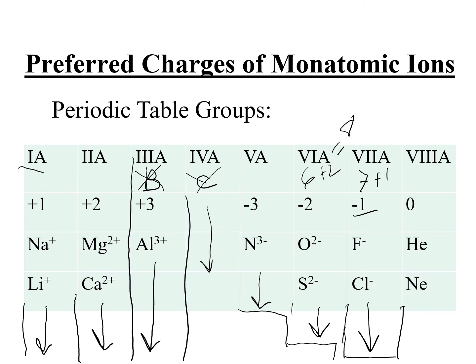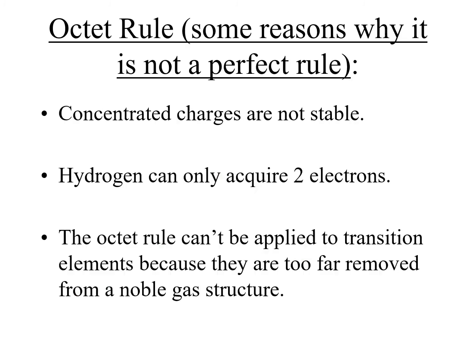And then column 8 is our noble gases. That one as well would go all the way to the bottom. And our noble gases, we said they don't form a charge because they're stable with 8 valence electrons. So make sure you understand how these different elements form charges and know the charges of the main group elements.